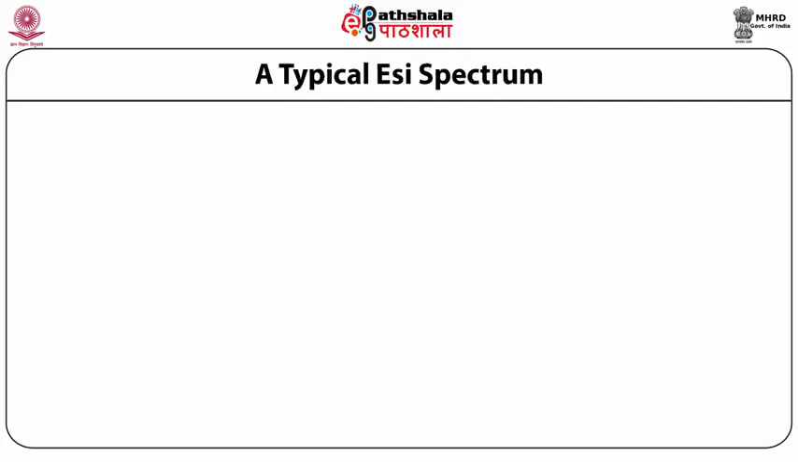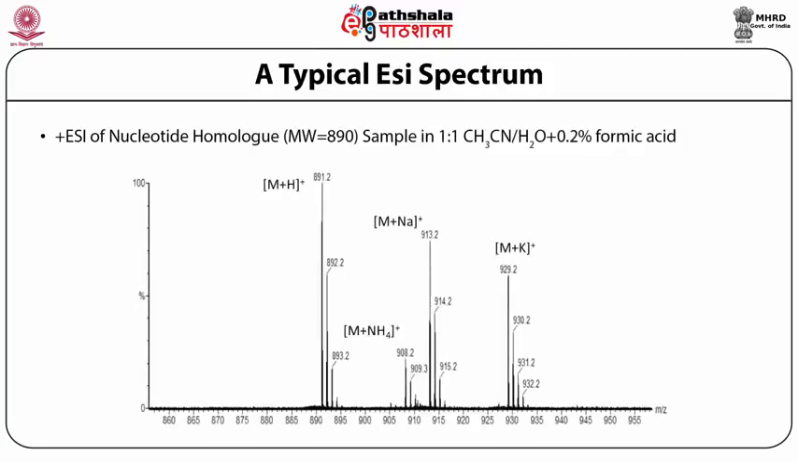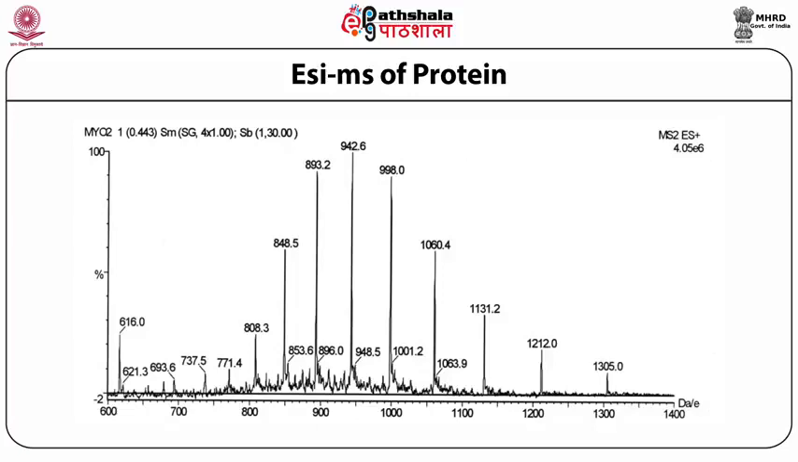A typical electrospray ionization mass spectrum is shown in this slide. It is positive ESI of a nucleotide homologue, molecular weight 890, and the sample has been injected through LC in a 1:1 acetonitrile water mixture with 0.2% formic acid as the buffer solution. You can see MH+ is formed, then M+Na, M+K, and M+NH4 ions are formed. All these ions arise because of the use of the buffer solutions as well as the mobile phase of HPLC.